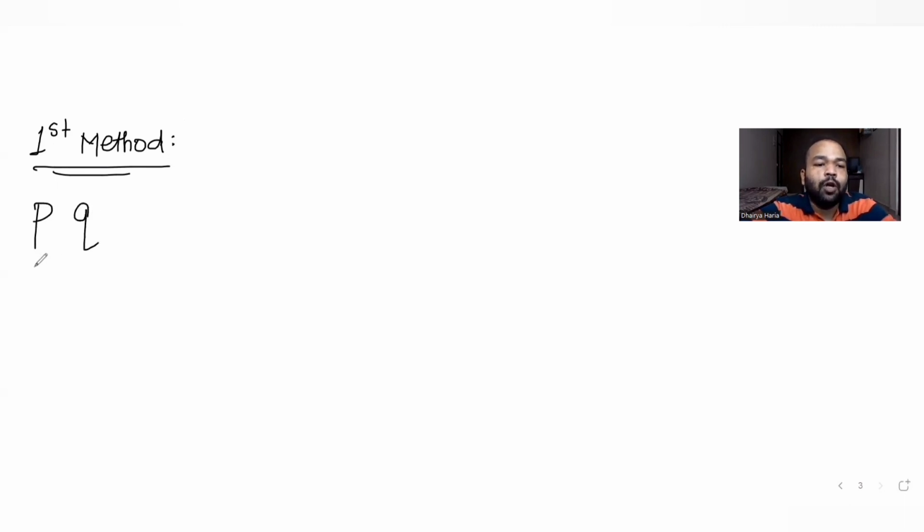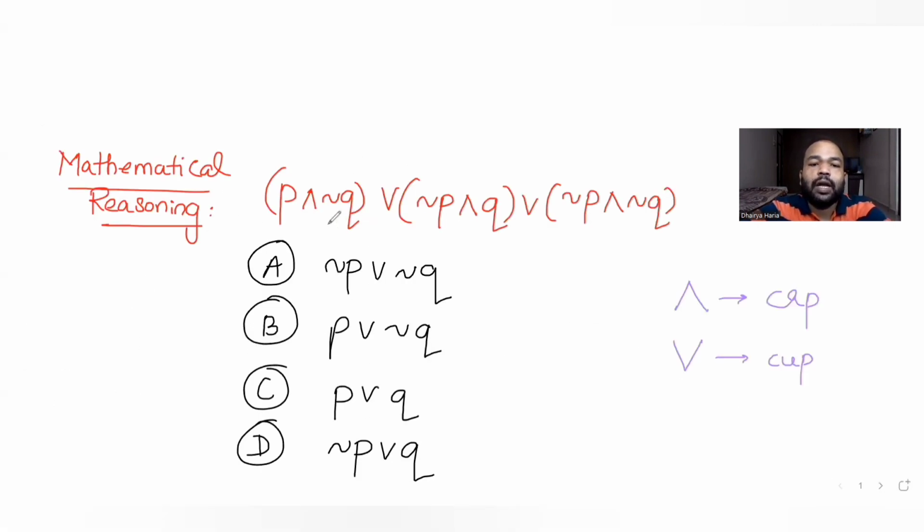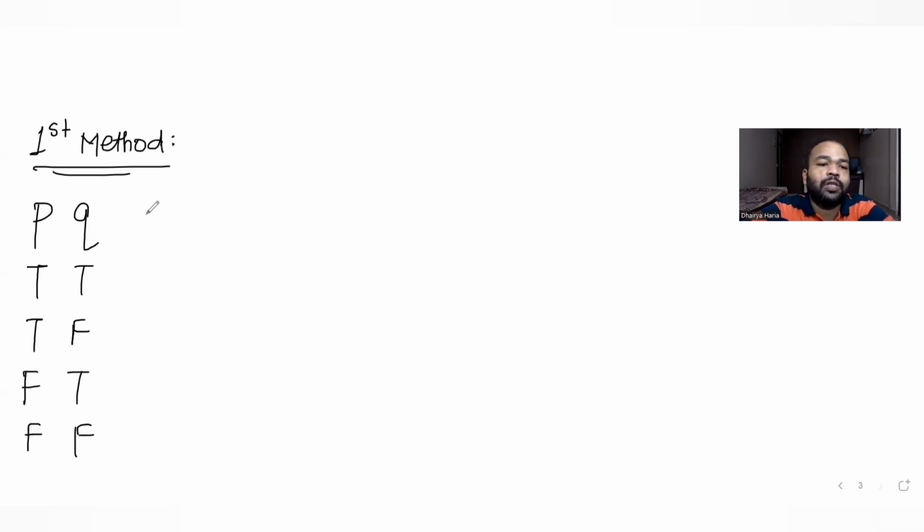There are two methods to solve this question. We'll solve it by the first method, using the truth table. For P and Q, the possible outcomes are both true, one true and one false, one false and one true, and both false. We also have to take into account negation Q and negation P, so let's find those out.